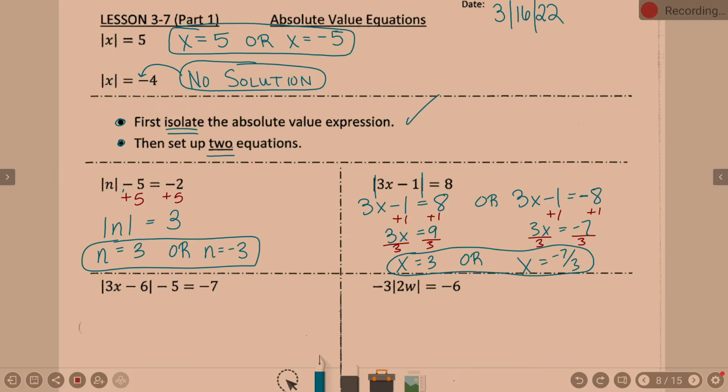Let me backtrack a screen for a moment. On the others, we had absolute value equal to 3. So we said equal to 3 and the opposite of 3. Over here, we had absolute value equal to 8. So we said equal to 8 and the opposite of 8.